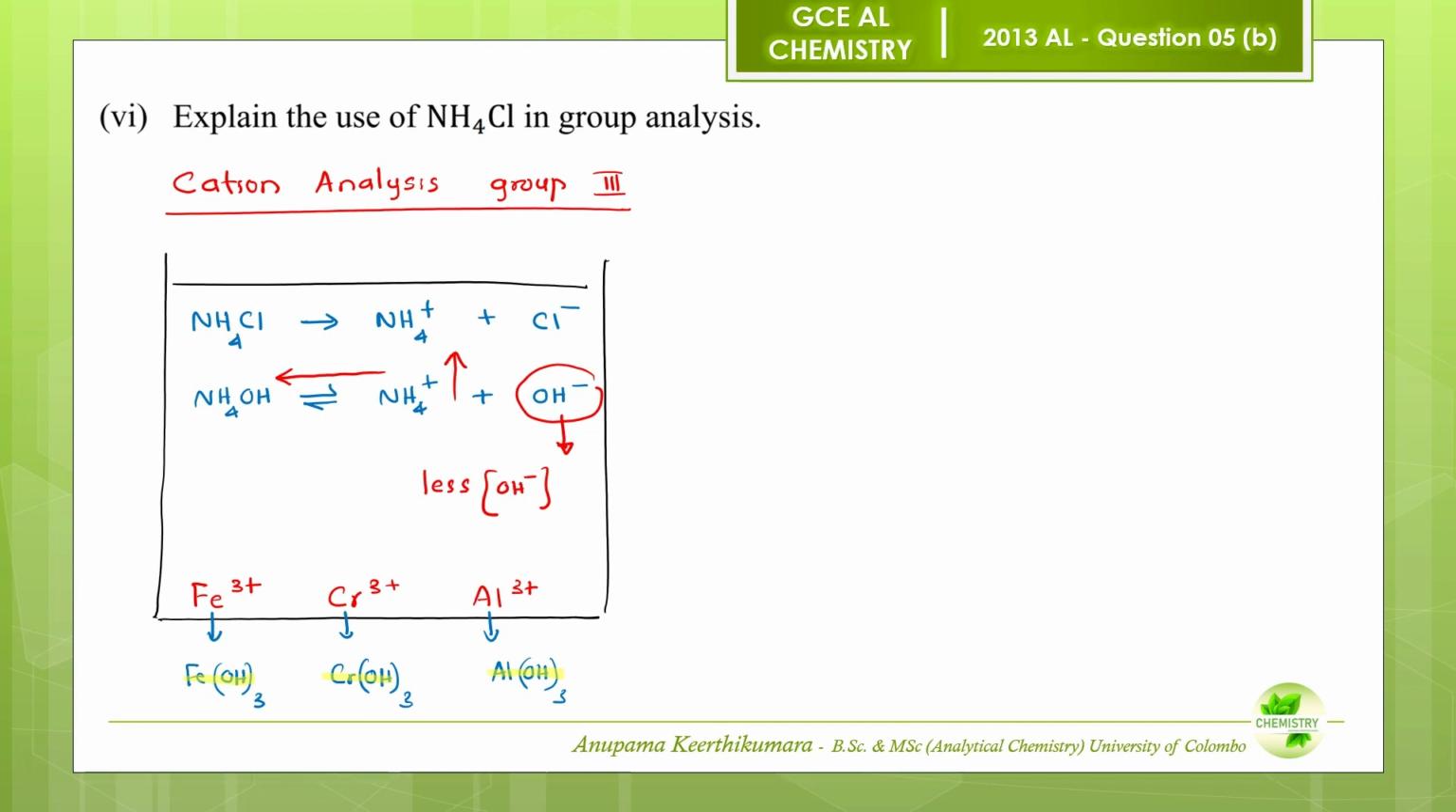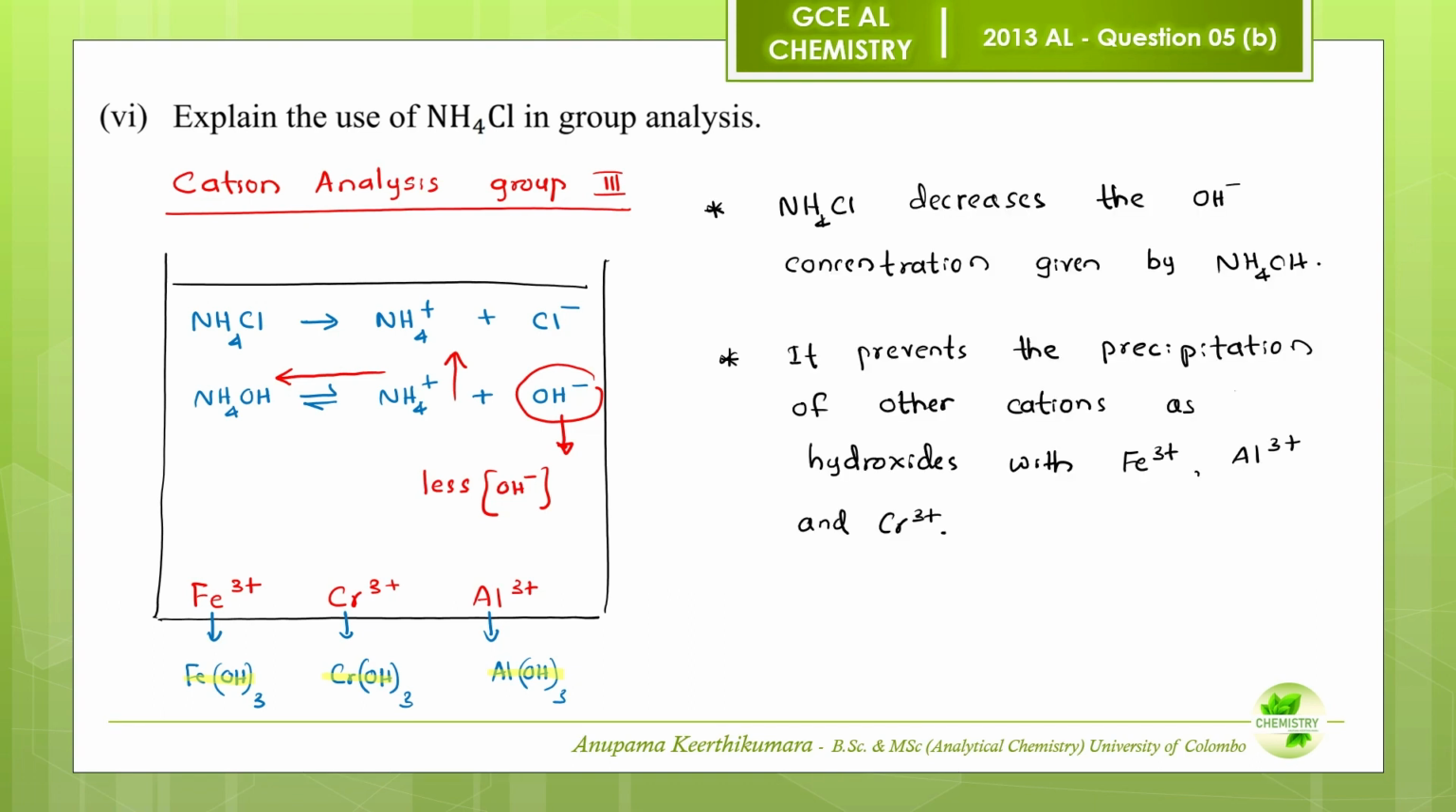Ksp values of these three hydroxide precipitates are really low. That is why we can see these precipitates in the presence of this low OH minus ion concentration. If the hydroxide ion concentration is greater, other cations can also form their respective hydroxide precipitates. That is why we use ammonium chloride in the group analysis. The answer is: ammonium chloride decreases the hydroxide ion concentration given by ammonium hydroxide.